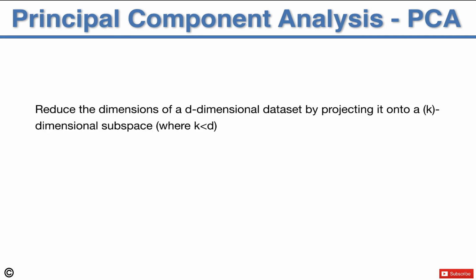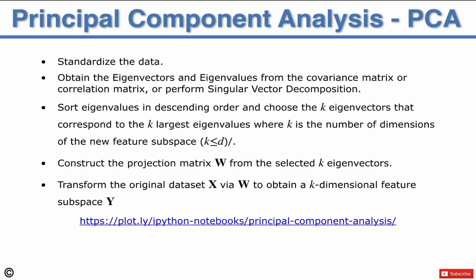Usually, with PCA, the goal is to reduce the dimensions of a d-dimensional dataset by projecting it onto a k-dimensional subspace, where k is less than d. And for an overall breakdown and wrap-up of PCA, we can see here that the main functions of the PCA algorithm would be to standardize the data, obtain the eigenvectors and eigenvalues, sort the eigenvalues in descending order, construct the projection matrix W from the selected k eigenvectors, and transform the original data set. You can explore it further if you follow that link.